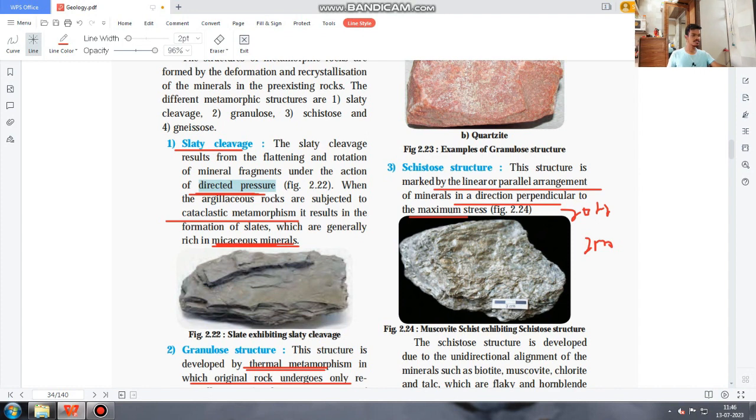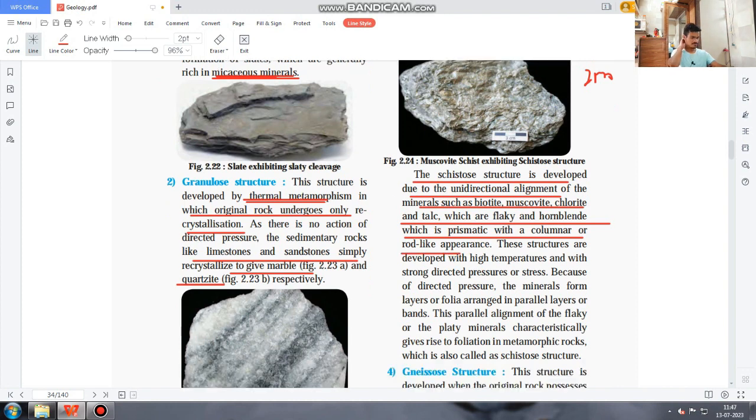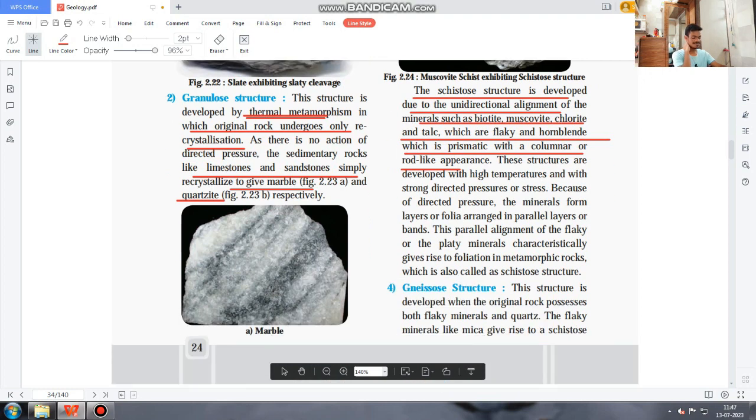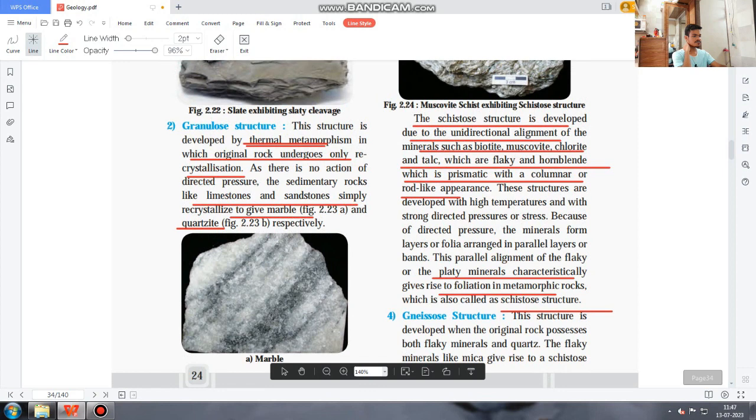The schistose structure is developed due to unidirectional alignment of minerals such as biotite, muscovite, chlorite, and tale, flaky minerals, and hornblende, columnar rod-like. This is under high temperatures and pressures. You can see this flaky foliation due to schistose structure. Gneissose structure is present in the rock due to the flaky mineral and quartzite. Flaky minerals give rise to schistose structure.